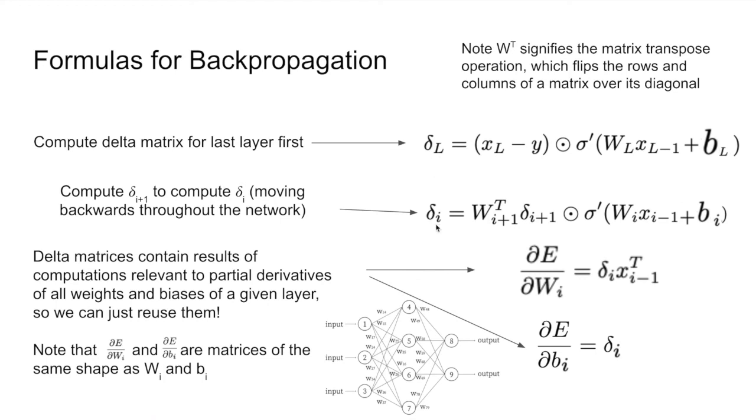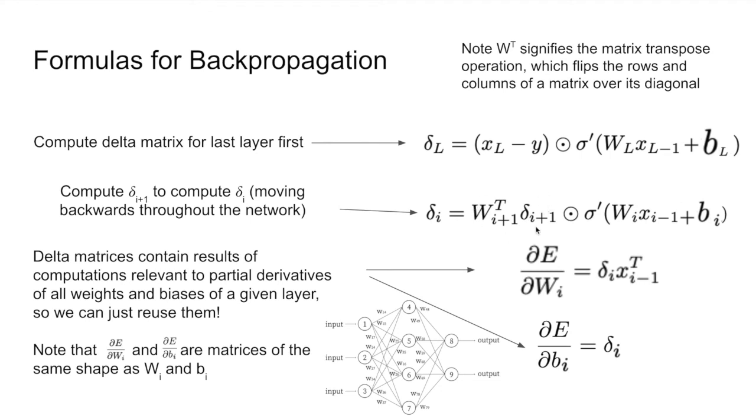Then to compute the delta matrices for layers earlier in the network, we use this formula where I is just whatever layer index we care about. For example, the only other layer except for layer 2 would be layer 1. So the delta matrix for layer 1 would be the transposed weight matrix of layer 2, times, and this is a matrix multiplication, the delta matrix of layer 2. This is exactly what we computed over here when we were computing delta L, so this is where we reuse this computation. We didn't have to do all of this again if we had saved it. That's why it's important to save your delta matrices.